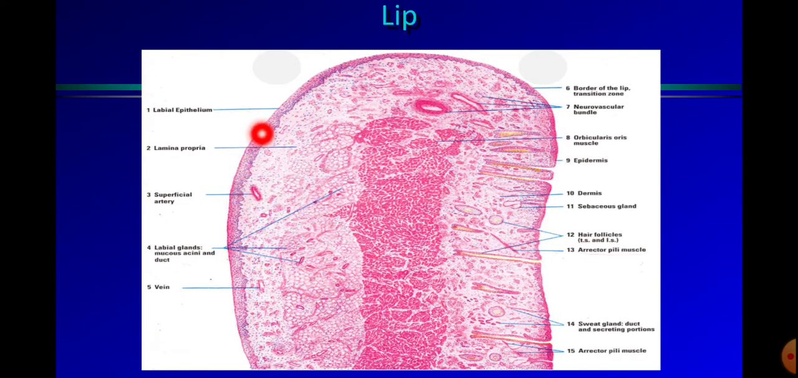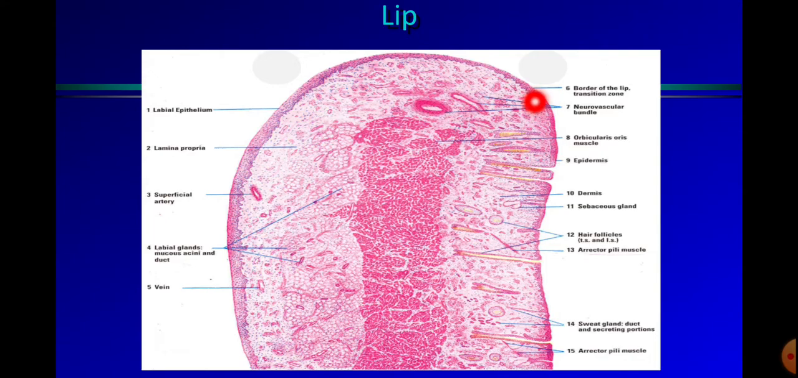Now here this is the transitional zone or the red zone. At this point in the red zone there is the stratified squamous keratinized epithelium, and here it is becoming the stratified squamous non-keratinized epithelium. So this junction present at this point is called the vermilion border.